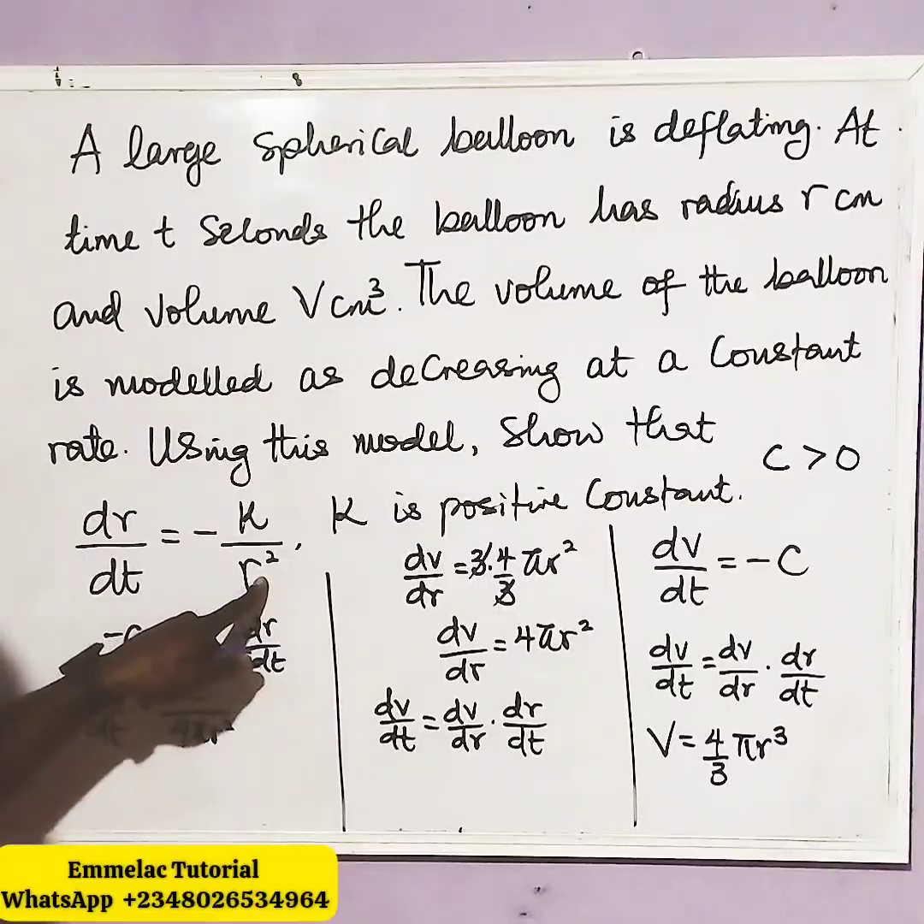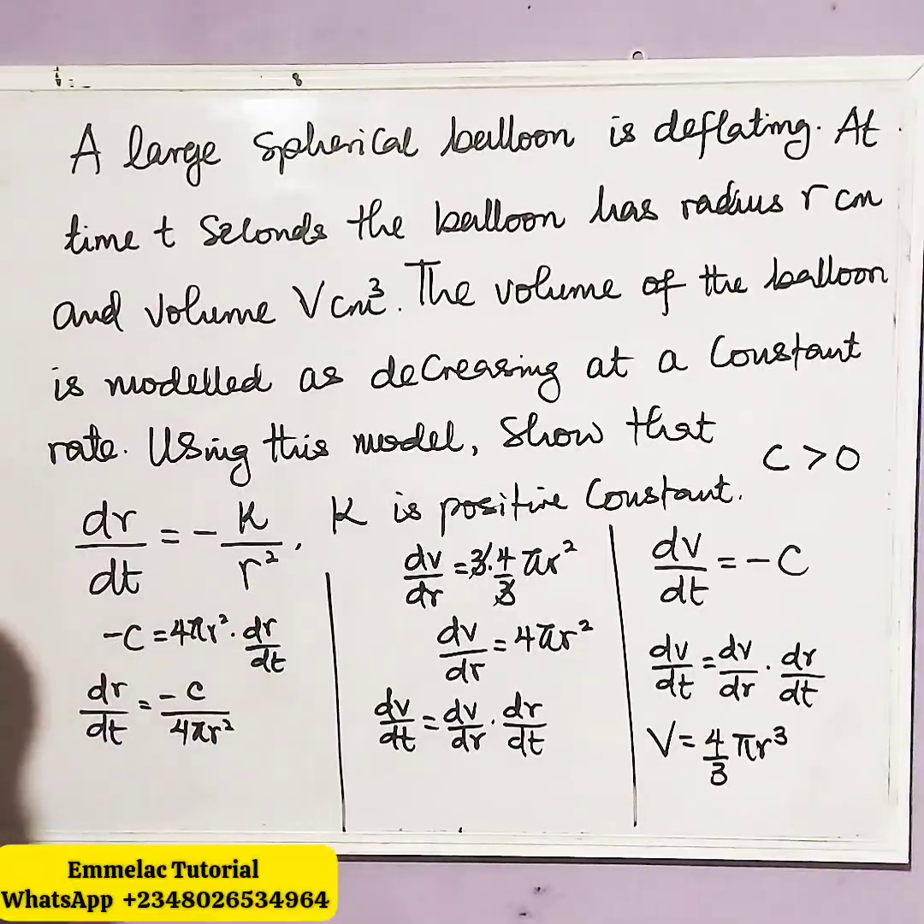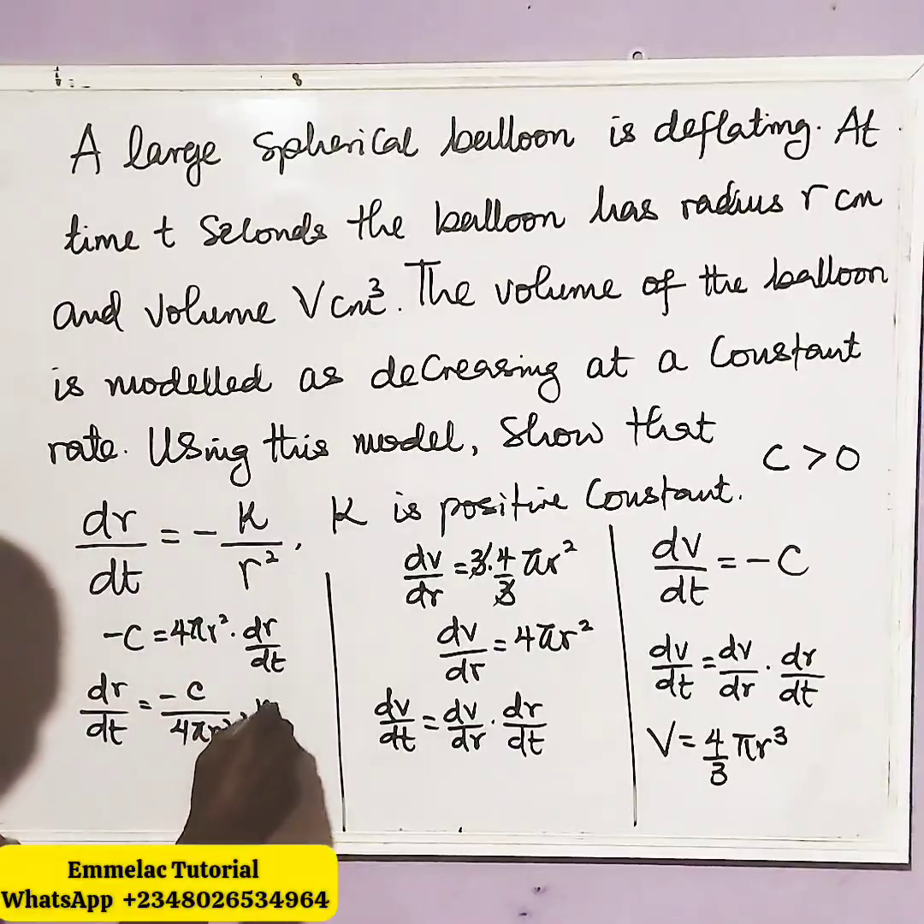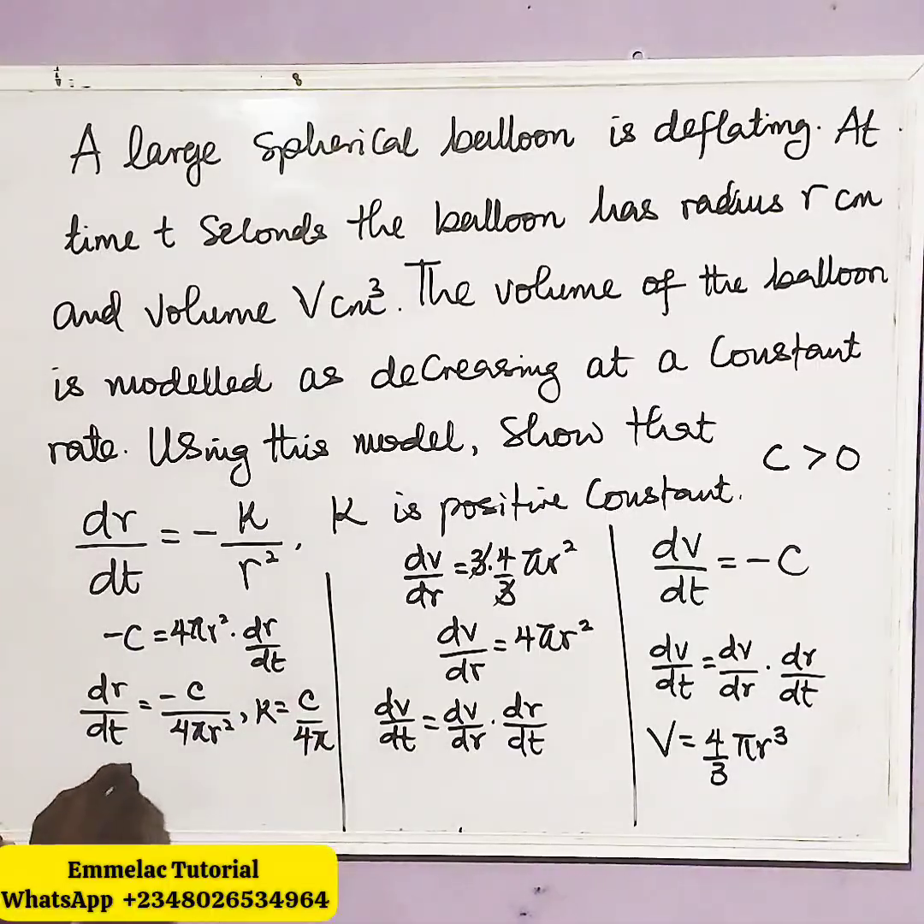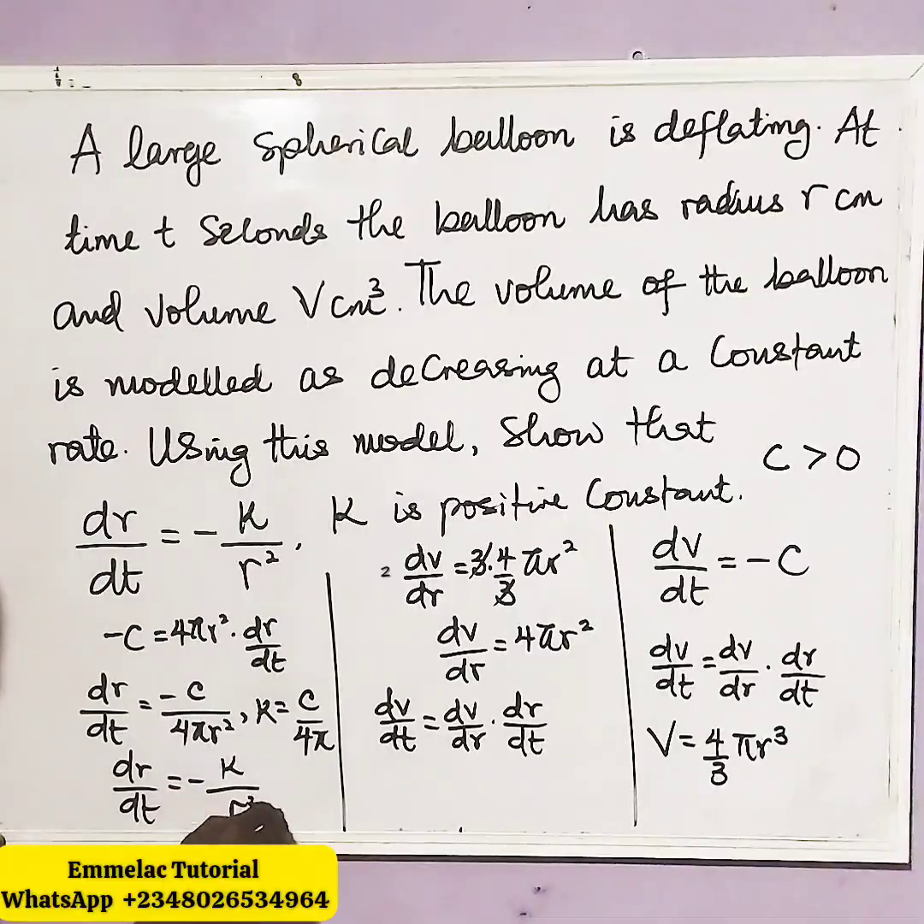Now since here we are having an r squared, it implies that c over 4 pi will give us what? k. So where k now will be c over 4 pi. So dr/dt will then give us negative k over r squared.